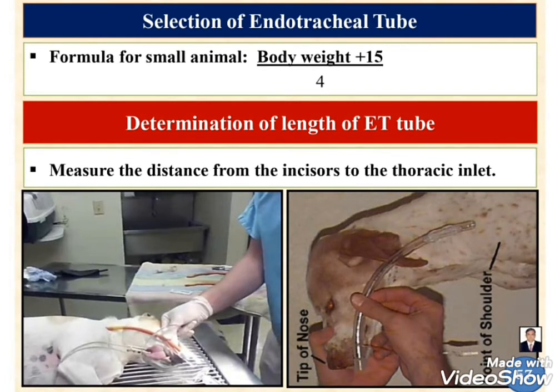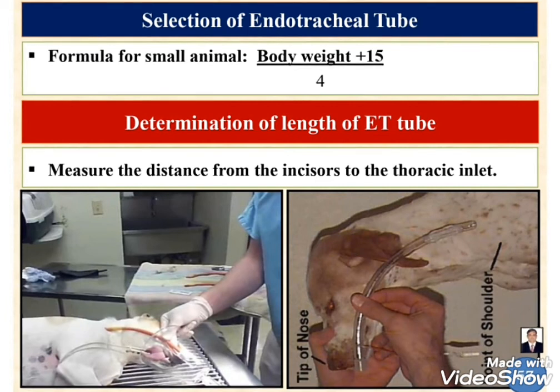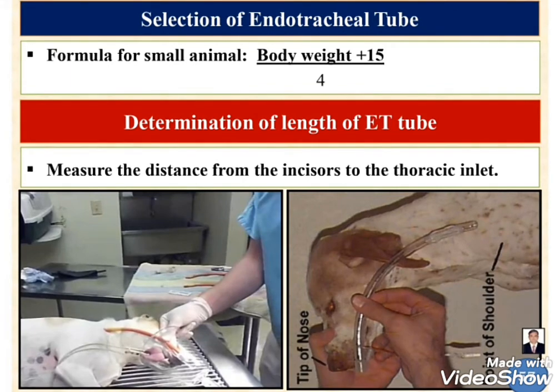If you insert the tube beyond this mark, the tube enters only one bronchus, so there are chances of collapse of the other lung. This reduces such accidental damage. So first determine the length of the endotracheal tube.